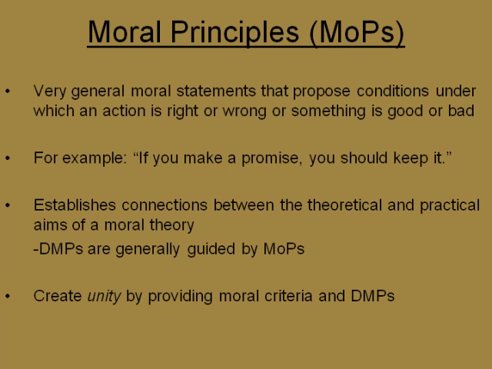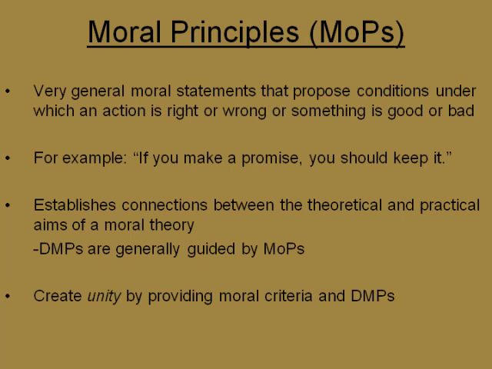A basic example of a moral principle: if you make a promise, you should keep it. When we think about general moral statements like this, they are often things we use to guide us. Many people turn to things like the golden rule: treat others as you would like them to treat you. Or its negative corollary: don't treat others how you wouldn't want to be treated.